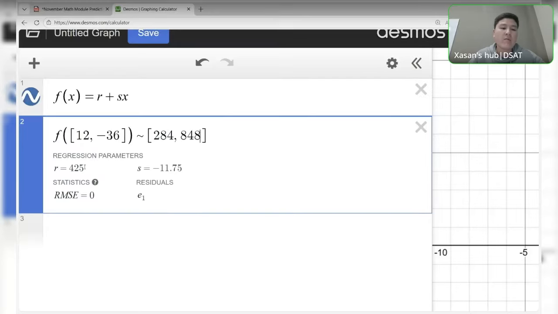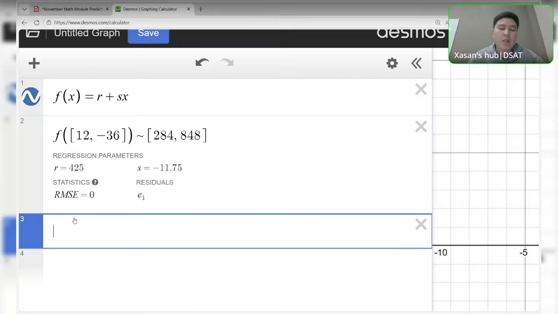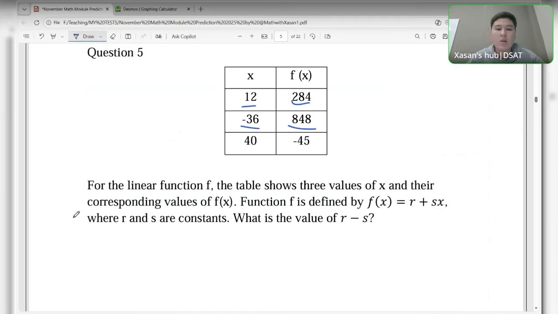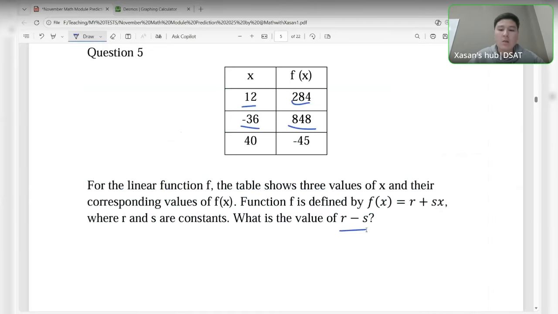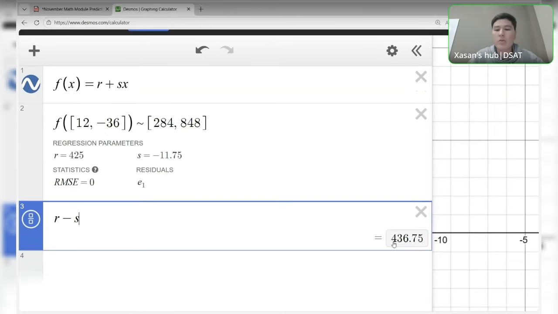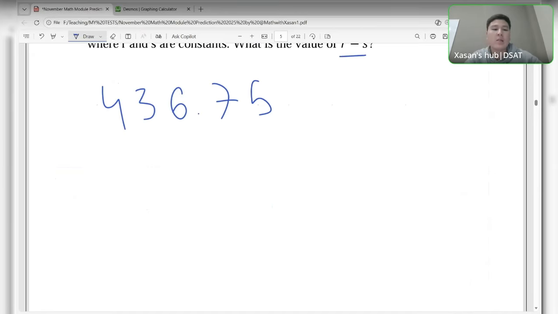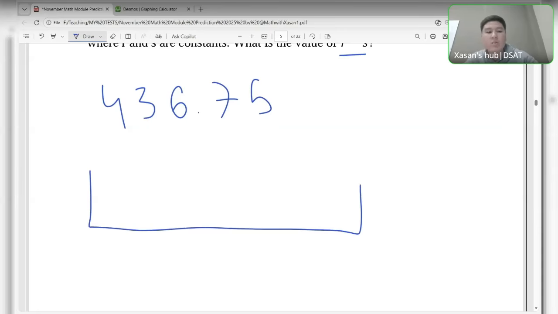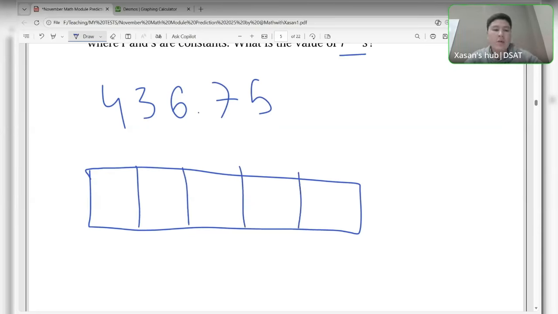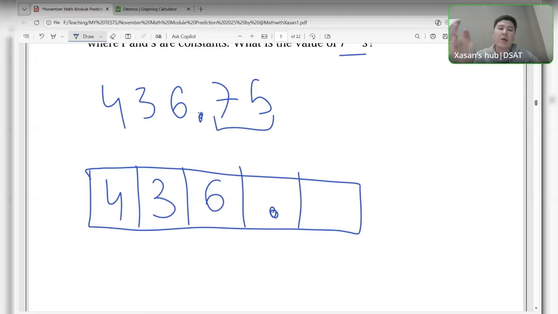Guys, look, we have the values of r and then s. The question is asking r minus s. So I'll be writing r minus s. And look at the answer, 426.75. As I'm telling you guys, in the exam, you will be given 5 spaces to enter your answers. And now I'm writing 4, 3, 6 point, and we have 2 numbers, 75.